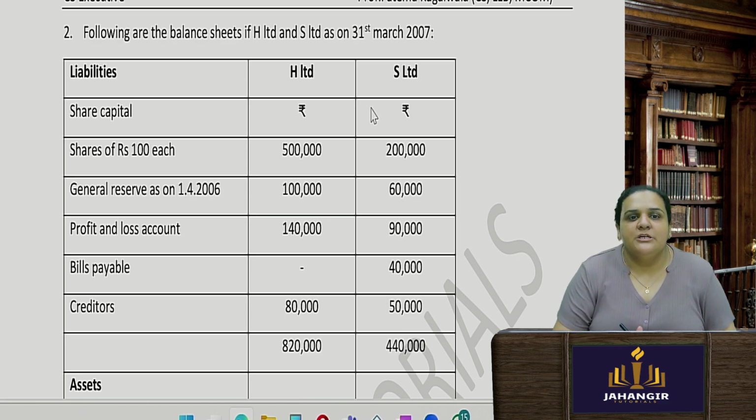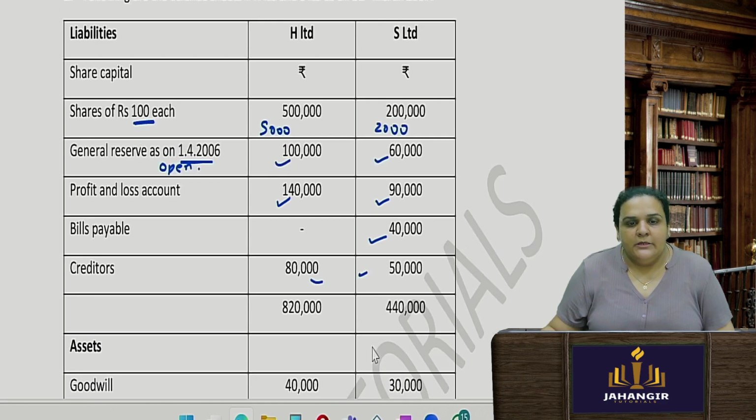Following is the balance sheet of H Limited and S Limited as on 31st of March 2007. Share capital, 100 rupees share each. So 5,000 shares here, 2,000 shares of S. General reserve, they have given me the opening date, 1st April: 1 lakh, 6 lakh, 60,000. Profit and loss account, no date is given: 1 lakh 40 of H, 90 of S. Bills payable, nothing is there in H. S Limited has. Creditors 80, 50 total.